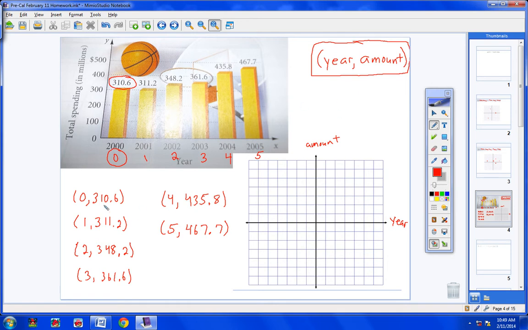So now that I've laid it out, here we go. We're at 0 and then 310. Well, 100, 200, 300 would be barely above that line. We're just estimating. I'm not looking for perfection. And then we're over at 1 and then 311, which is basically the same height going up. And then we're over at 2, and then we go up 348. That would be about right there. And then we go over 3 and we go up 361, so it'd be a tad higher. And then we go over 4 and we go up to 435.